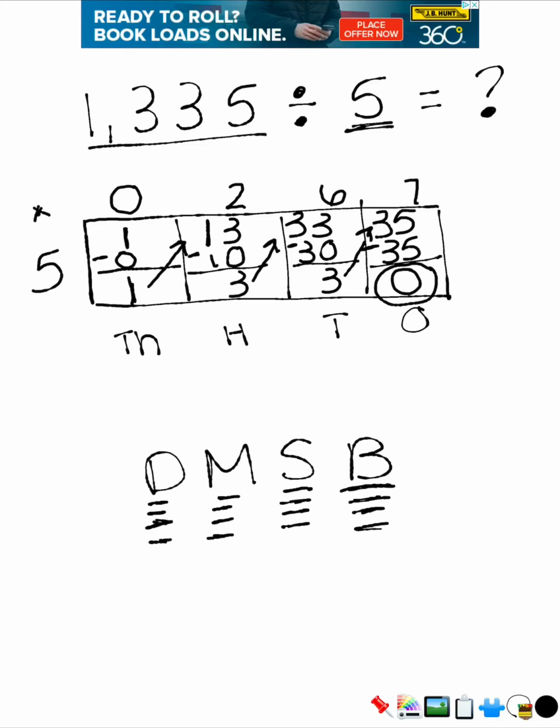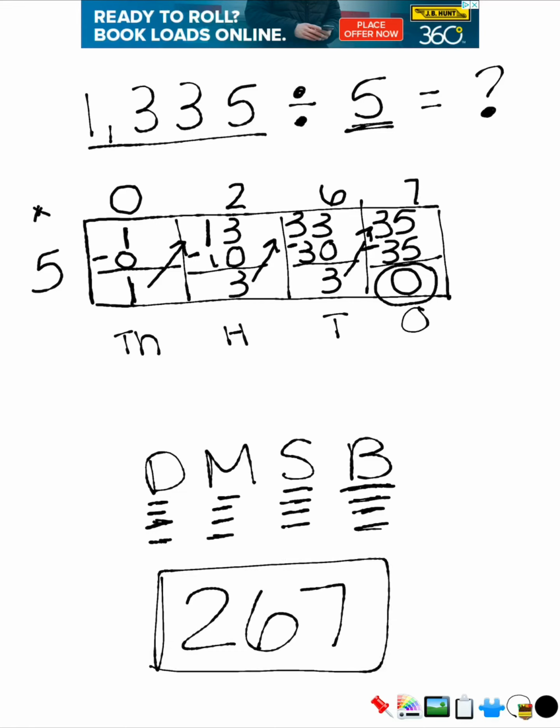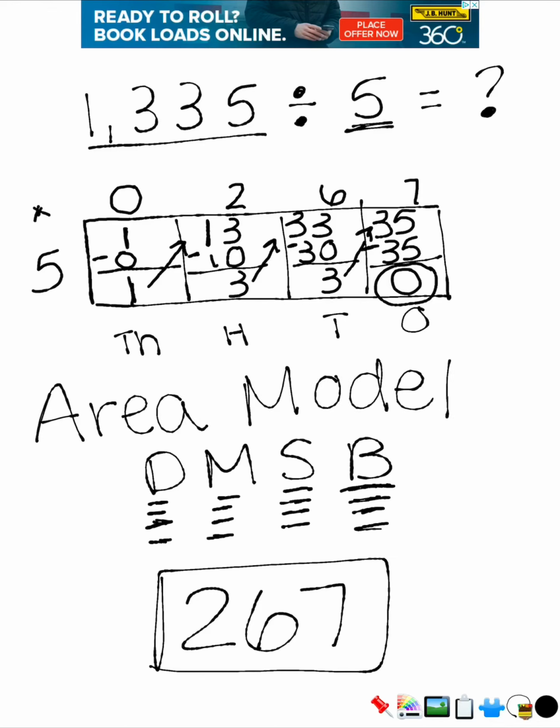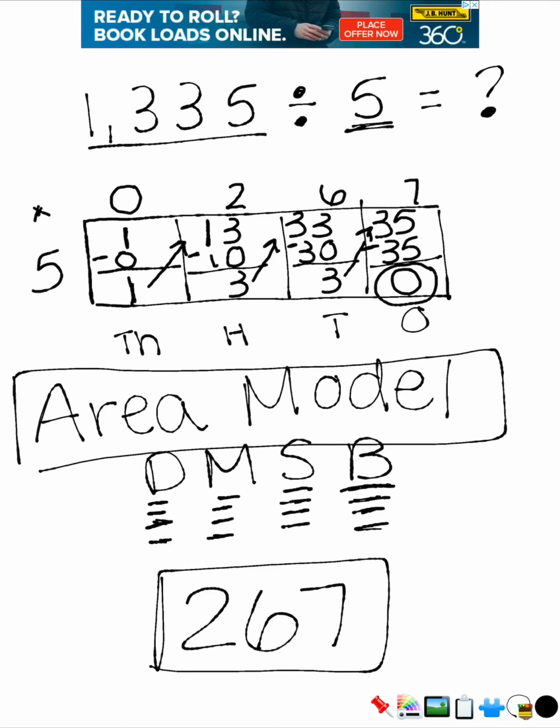So we have found our quotient for 1,335 divided by 5. Our quotient is 267. So this is our area model. And this is what most of you use when you're solving a division problem. But some of you did the standard algorithm that we learned as well. So I'm going to show you the same problem.